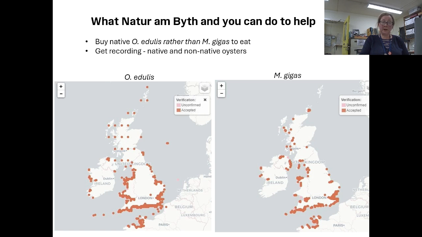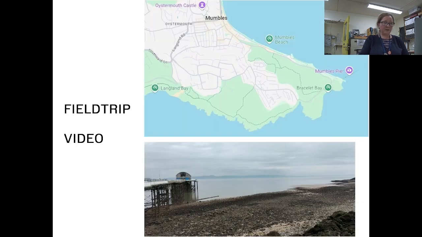Other things you can do to help out is to help monitor oysters on our shores, both non-native and native species. If we can prevent further spread of gigas, then that gives edulis some hope. So if you are interested in recording oysters, I'm going to show you a little field trip video now and help you how to know how to spot oysters in the wild.